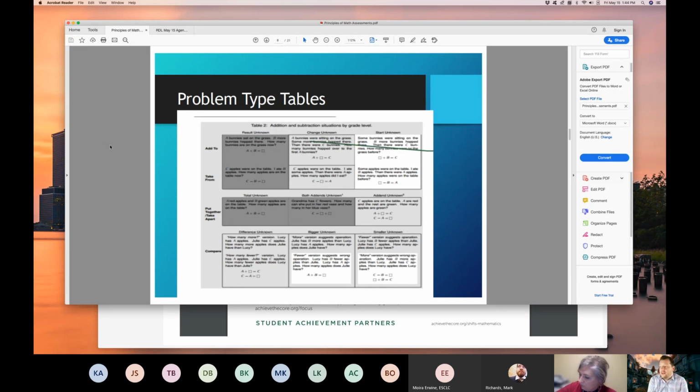And this is specifically one table that we're going to take a lot of talking about, and it's called Table 2. It's the addition and subtraction table. Table 3 is multiplication and division. For our purposes for this little demonstration, we're going to just focus on addition and subtraction. It works the exact same way for multiplication and division.